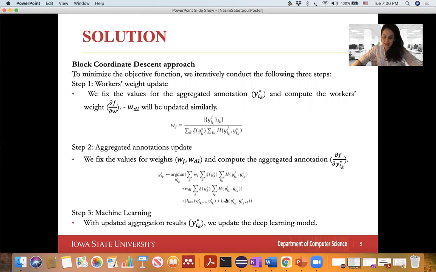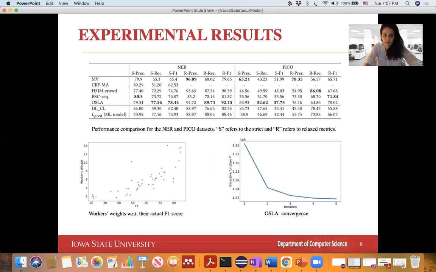And the last step is updating our machine learning with updated aggregated annotation and weight, we update the deep learning model. In our model, deep learning prediction will be considered as an extra set of label, like an extra worker.